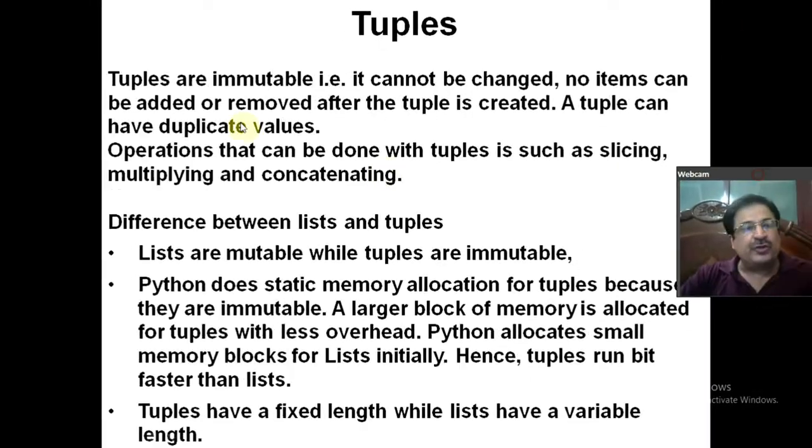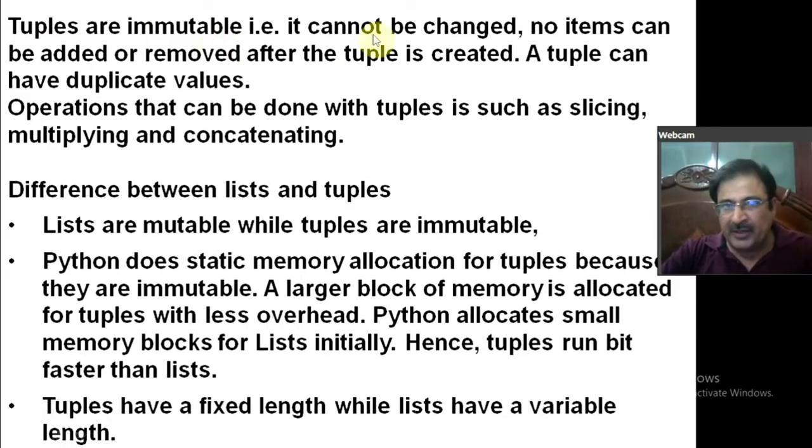So it is for sure that tuples are immutable. They cannot be changed, though you can have duplicate values in the tuple. The operations that you can do with a tuple are slicing, multiplying and concatenation. The difference that you will definitely be asked is between list and tuple. Lists are mutable, we saw it, and tuples are immutable. If you want to make certain changes, you have to copy it into another tuple.